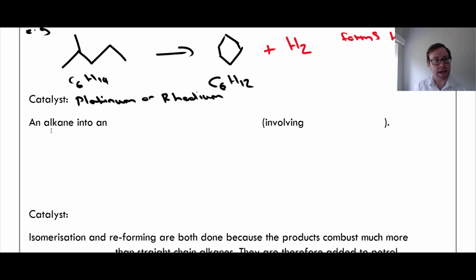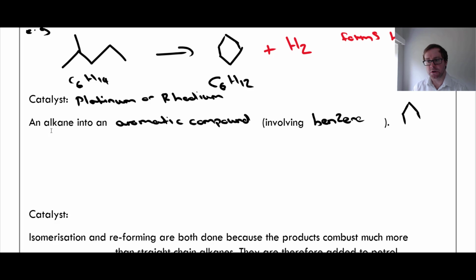So an alkane, just any alkane, into an aromatic compound. You may not have heard of this. It's a compound that involves something called benzene. I'm just going to show you the formula of benzene. Benzene looks like this. It looks like cyclohexane, but has this circle in the middle. You don't really need to know what this circle is, but you need to know the molecular formula is C6H6. So you need to be able to recognize this.